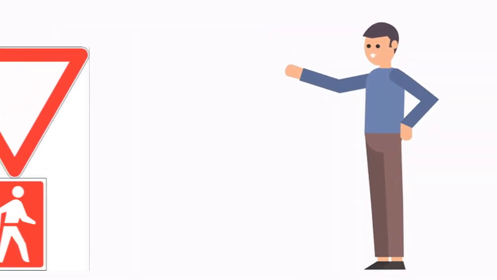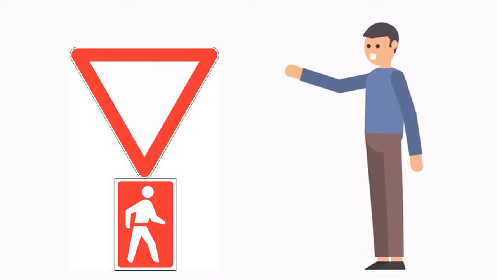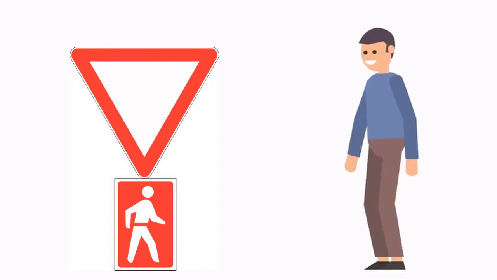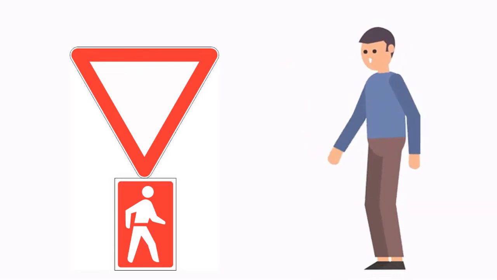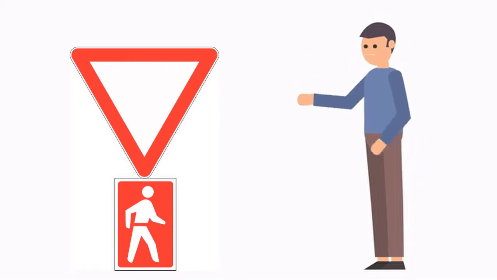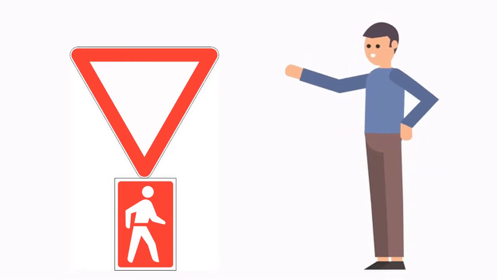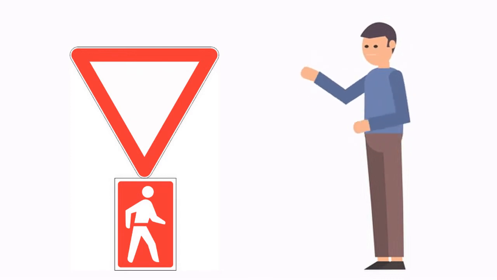This sign is a yield to pedestrians sign. You will find the sign at intersections and pedestrian crossings. The purpose of the sign is to compel you to give right of way to pedestrians crossing the road or wanting to cross the road. When you encounter the sign you must look out for pedestrians crossing the road or near the road and be ready to stop.